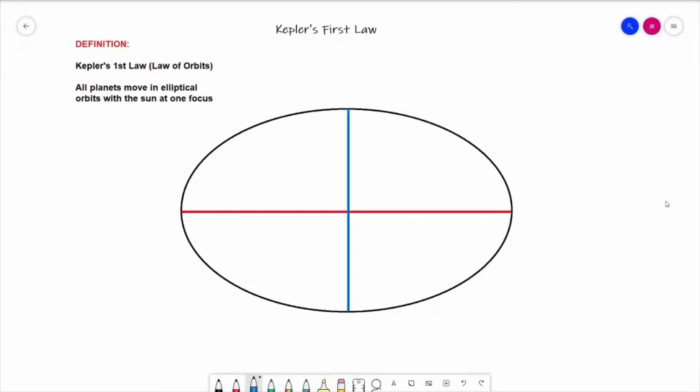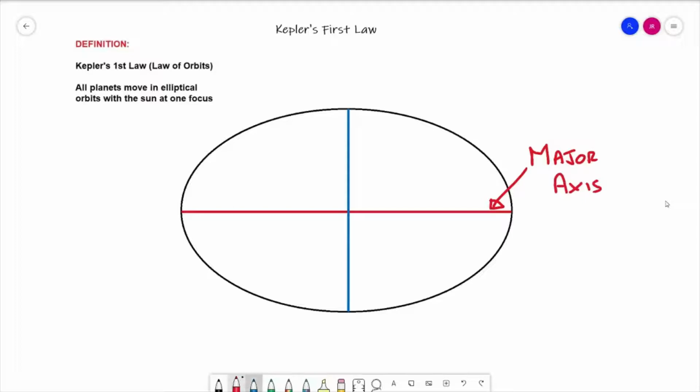Now I've just added a couple of lines to the ellipse. The red line you see joins the 2 points on the ellipse that are the furthest away from each other. That line then is known as the major axis.